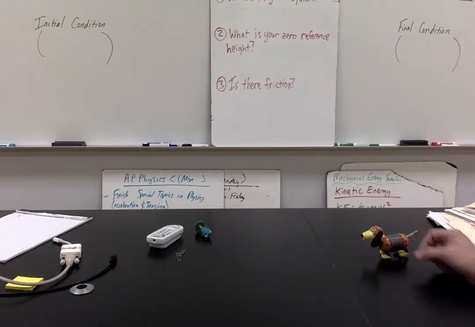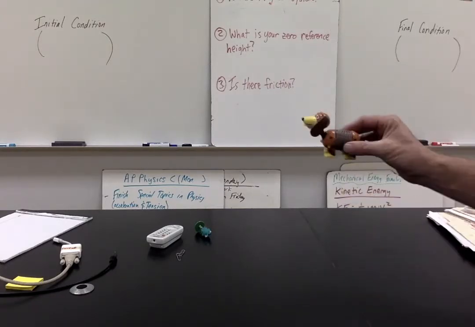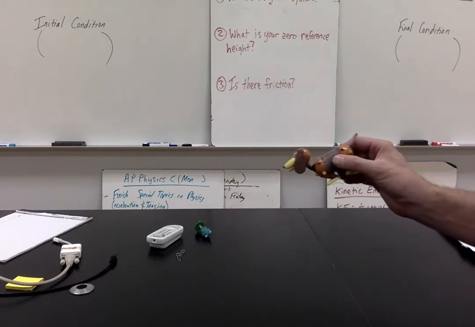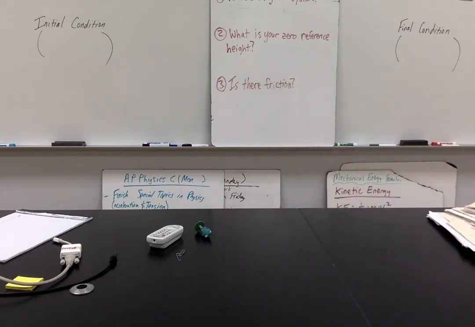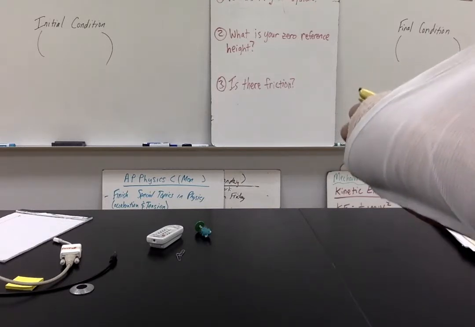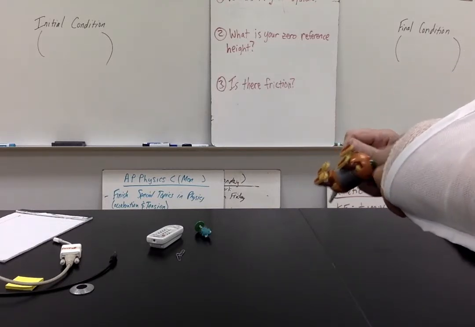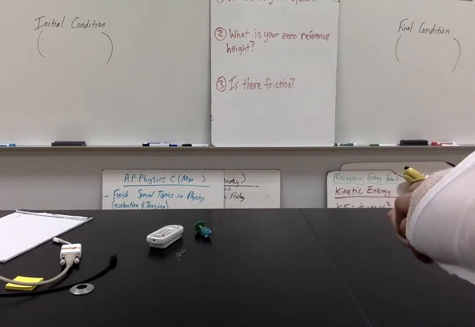Hello, welcome to the second part of this. So I've got a toy here, I think it's from Toy Story, and I think its name is Slinky. And I can wind it up. I put the sling on, by the way, because my arm is starting to hurt me.